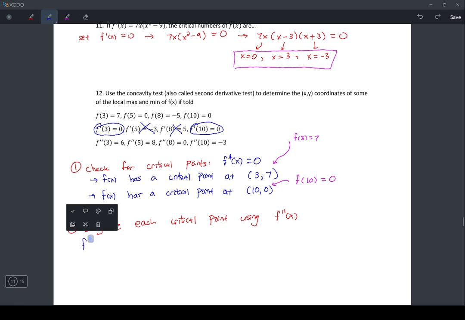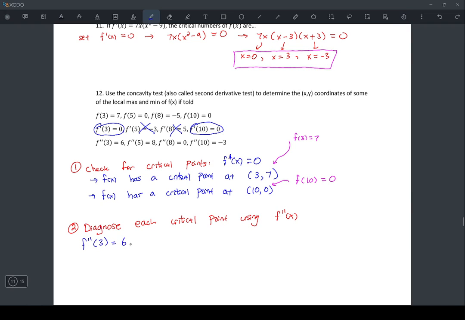f double prime at 3 is equal to 6, which is positive. That means concave up, which means a minimum. f of x has a local min at that coordinate, at (3, 7).